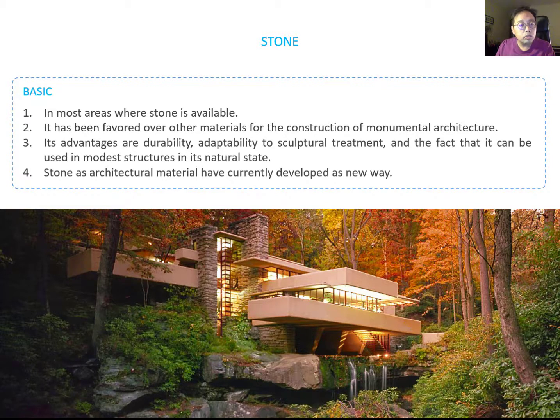Also, stone is easy to treat. It means it is easy to make forms and easy to make ornament. So that's why it has been a very popular architectural material throughout history. Stone as an architectural material has currently developed new ways, but historically it was used with pretty simple methods. However, nowadays there are lots of different technological developments. So we're using stone differently. We're looking at lots of different methods and ideas later in this lecture.